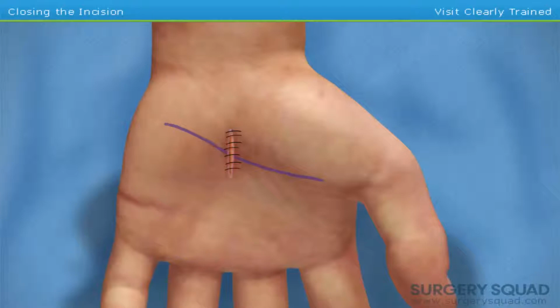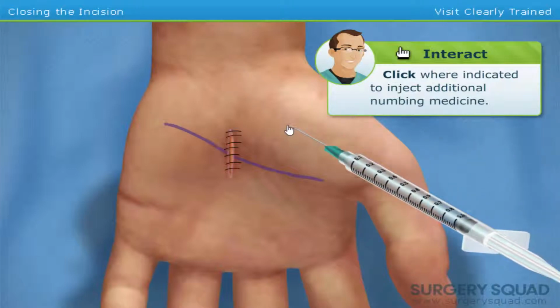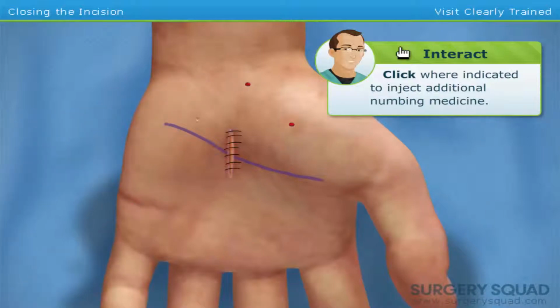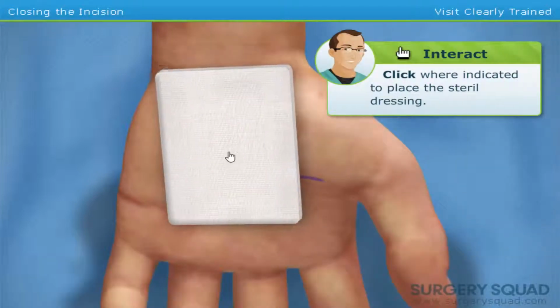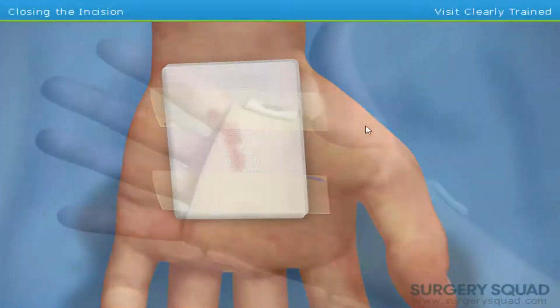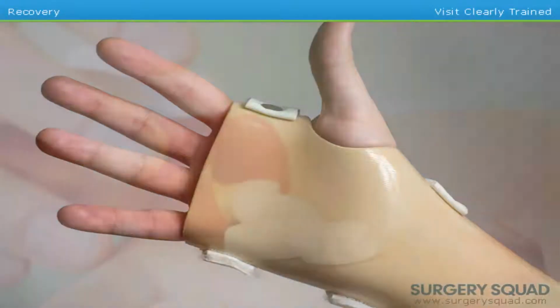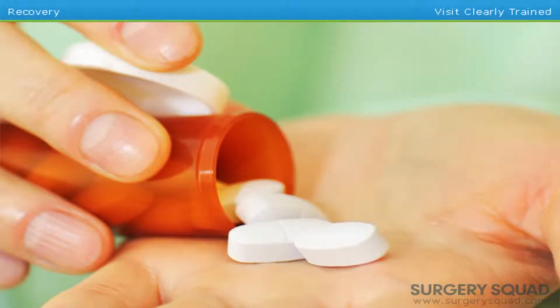With the wound closed, we'll inject additional numbing medicine around the operating site to help relieve some of the immediate pain the patient may feel after surgery. And lastly, we'll place a small dressing over the wound to absorb any residual blood. We'll immobilize the wrist with a splint and a sling, and after 1 to 3 hours, our patient is sent home to recover. Our patient needs to keep in mind that because of some of the medications we used, he may experience a bit of nausea.